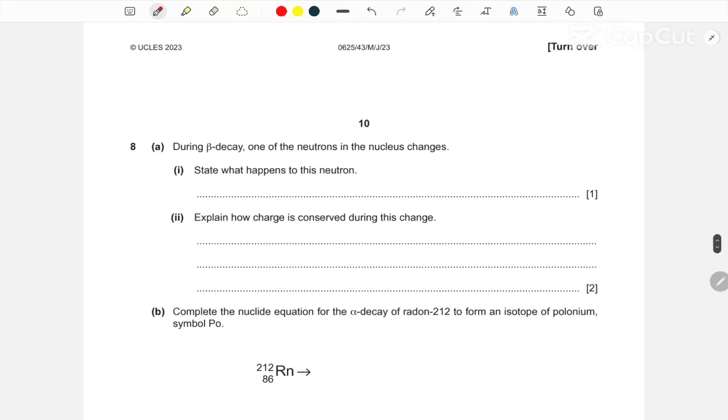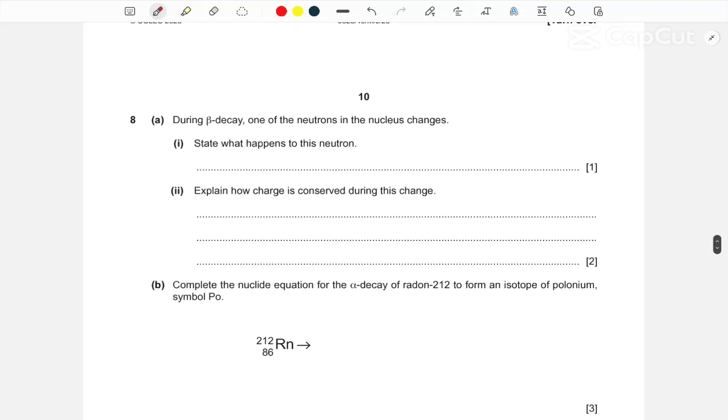Question number 8. During a beta decay, one of the neutrons in the nucleus changes. State what happens to this neutron. So what happens to it is it changes into a proton and an electron. So proton and electron.